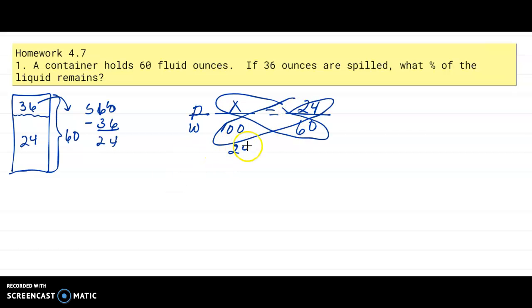So I get 2400 is equal to 60x. I'm going to divide both sides by 60. So x equals 40. So that means that 24 is equal to 40%. There's 40% of the liquid still in, and then I also know that 60% spilled out.